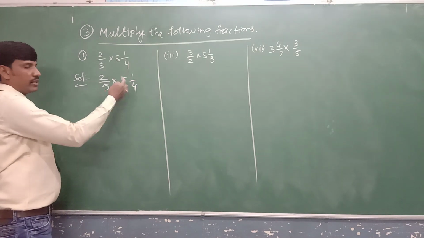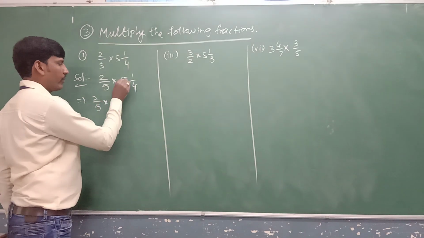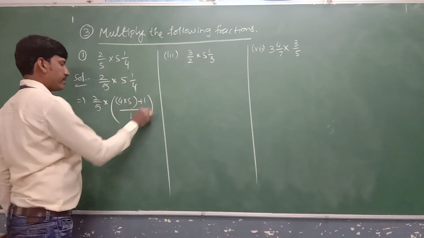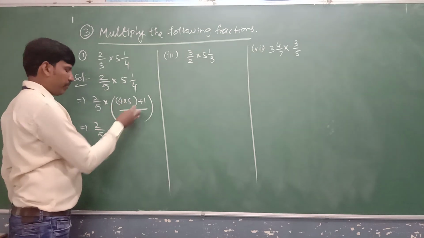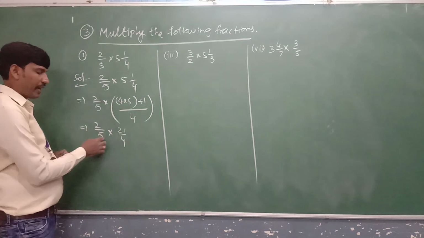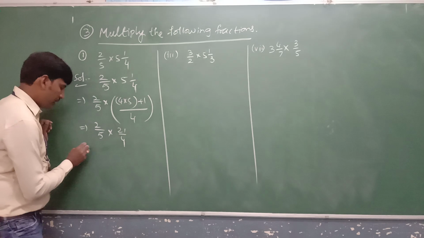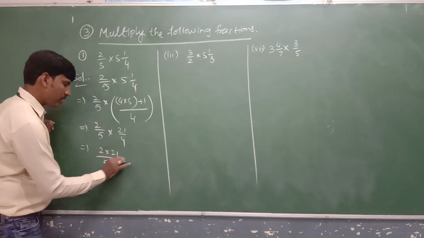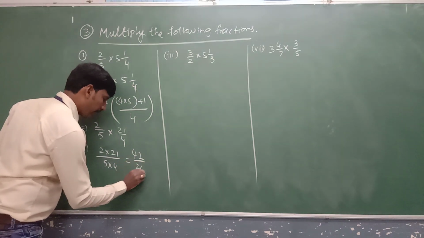Clear? Convert the mixed fraction into improper, which implies 2 by 5 into 4 into 5 plus 1 by 4 as it is. Now which implies 2 by 5 into 4 5s are 20 plus 1, that is 21 by 4. Okay. Now see here both are fractions. Then multiply both the numerators, 2 into 21 by 5 into 4. What is the value of 2 into 21? It is 42. So 42 divided by 20.